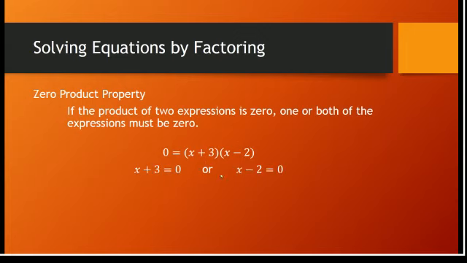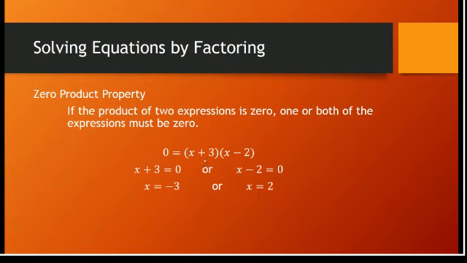So we just take them into 2 separate equations and set them each equal to 0. So if x plus 3 equals 0, or x minus 2 equals 0, and those are both easy to solve. You subtract 3 over here, you add 2 over here, you get x is negative 3 or x is 2. And those are the numbers that are going to work.